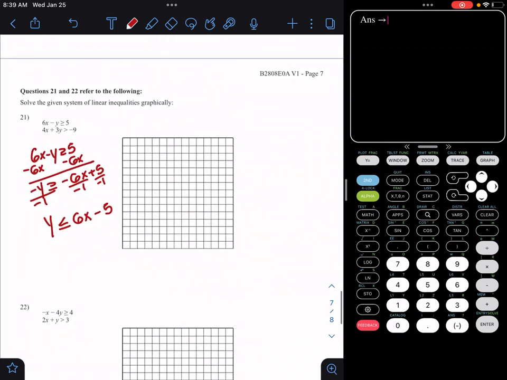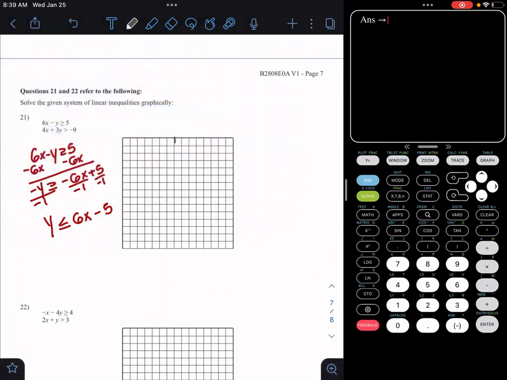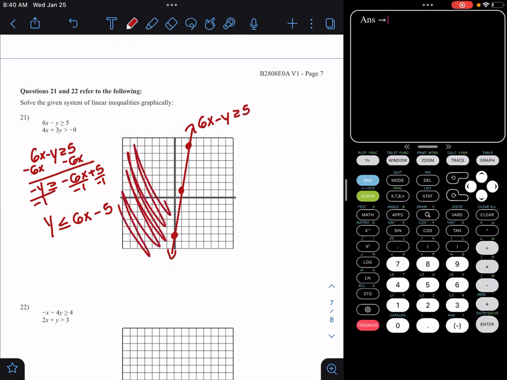So I'm going to start at negative 5. Let me make this a grid mark first. I'm going to start at negative 5. 1, 2, 3, 4, 5. And now I go up 6 to the right 1. 1, 2, 3, 4, 5, 6 to the right 1. That is an equal to thing, so I can connect the points, put my arrows, let me label it. 6x minus y is greater than or equal to 5. And we're greater than, so shade above.